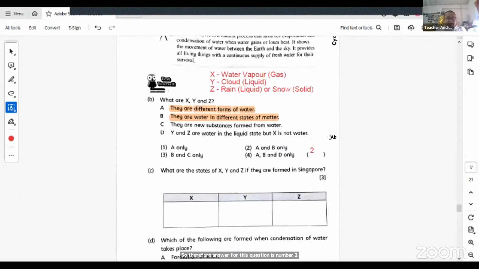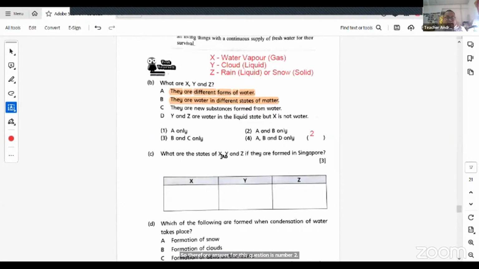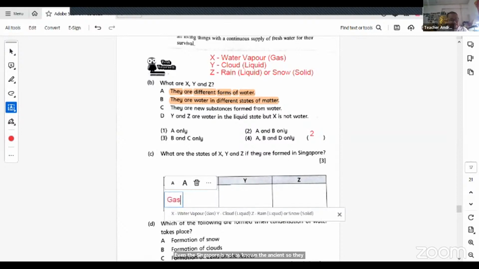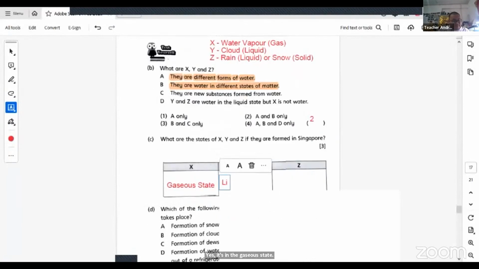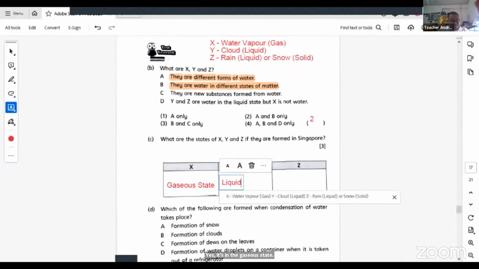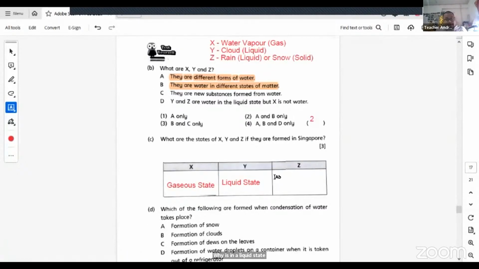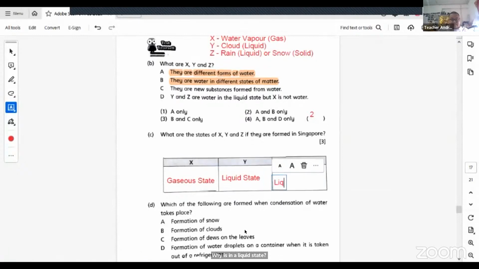What are the states of X, Y, Z if they are formed in Singapore? Given that Singapore is not a snow nation, there won't be any snow in Singapore. So we can say that X is in the gaseous state, Y is in the liquid state, and Z is in the liquid state.